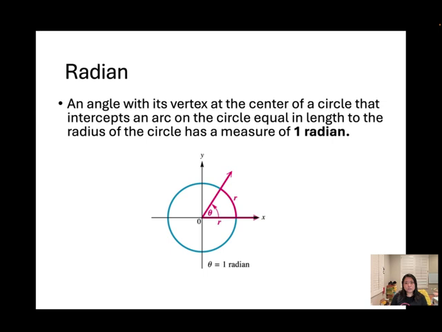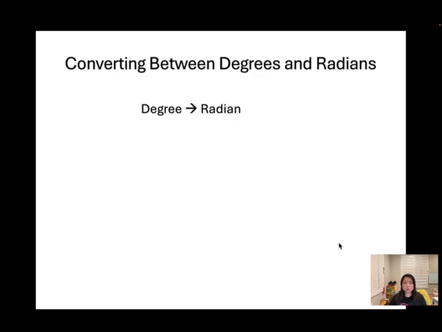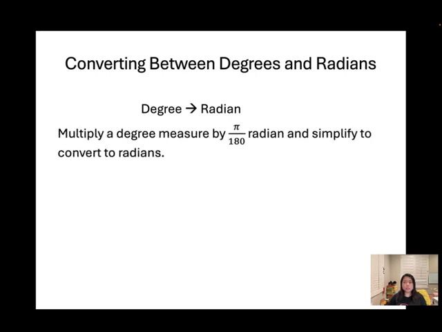For the unit of the angle, we usually use the degree. Right now, we're going to introduce another unit that's called radian. And we need to know how to convert between degrees and radians. If you have the degree and you want to convert to the radian, what are you going to do? You're going to multiply by pi over 180.